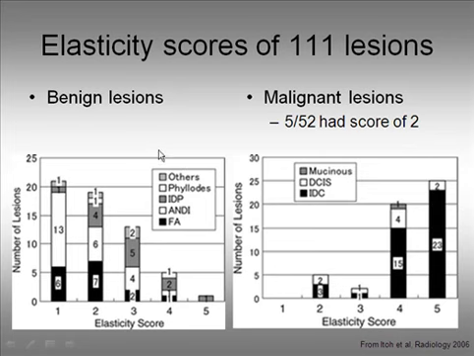Here's a bar graph of elasticity scores of 111 lesions. Let's look at how they're distributed across all the scores. On the left are the benign lesions, and most of them are score 1 or 2. But notice that the benign lesions are still scattered throughout elasticity scores of 3, 4, and even 5. Similarly, the malignant lesions are mostly score 4 and 5, but there's a substantial number that were score 2 and 3. However, in this series, none of the malignant lesions had an elasticity score of 1.